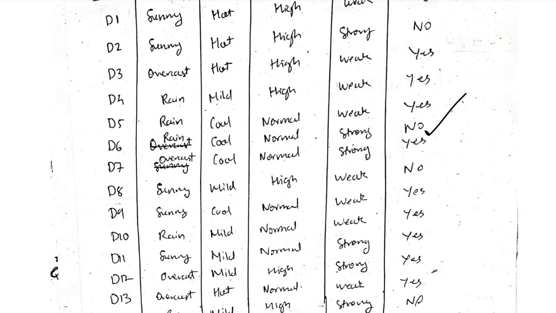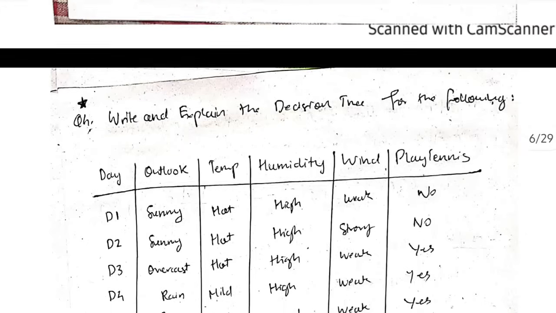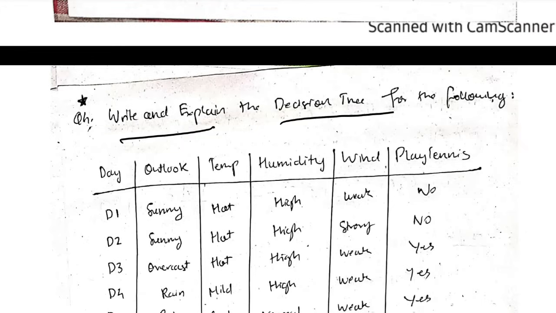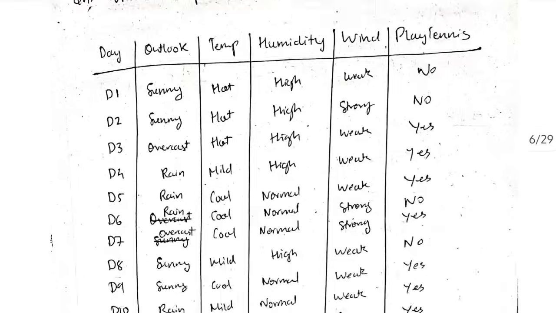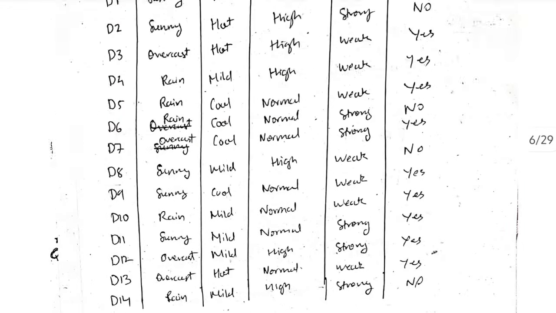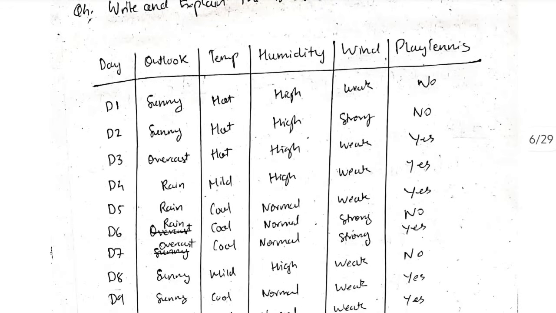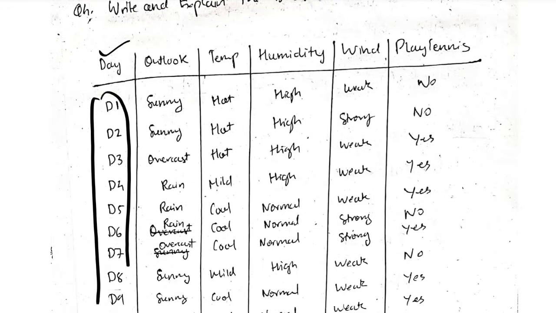Now our task is to construct what? A decision tree. In the question they have asked: write and explain a decision tree for the following. So how do you make a decision tree? Have a look here. The day is given. Day is just a numbering, it does not have any attribute values. Outlook, temperature, humidity, and wind. These four things are given to you.